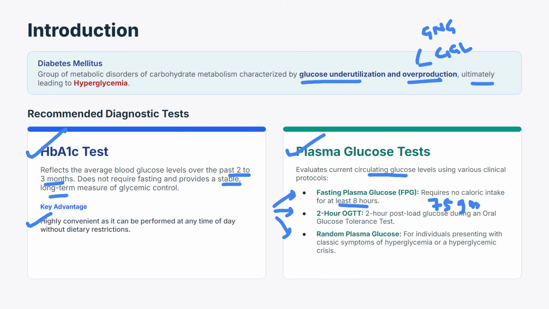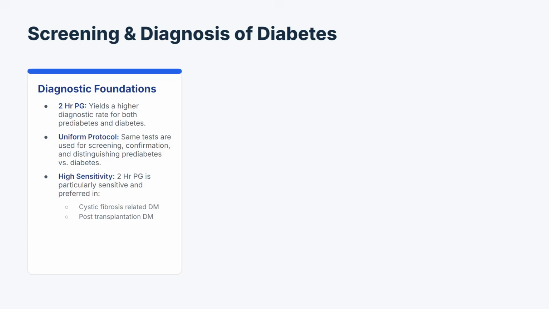Thirdly, random plasma glucose can also be used for diagnosis for individuals who are having classic symptoms of hyperglycemia like polyuria, polydipsia and unexplained weight loss, or a patient who has presented with hyperglycemic crisis like DKA or HHS.